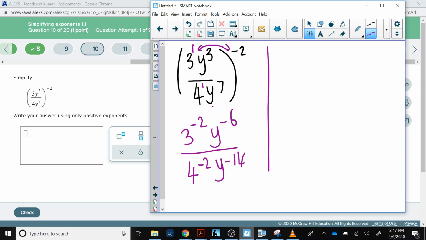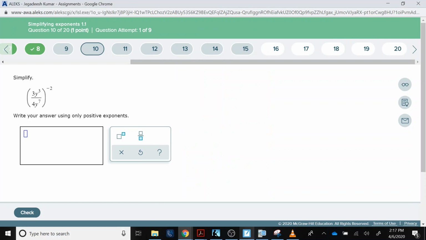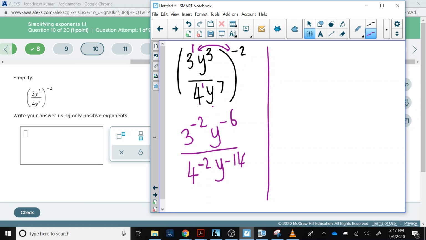Now comes the problem. The question says write your answer using only positive exponents. So these are all negative exponents. How do I make a negative exponent into a positive exponent? It's really easy. If you bring an exponent with a negative power to the bottom from the top, from the numerator to the denominator, the power becomes positive. For example, if I bring 3 to the negative 2, it becomes 3 squared, or 3 to the positive 2.